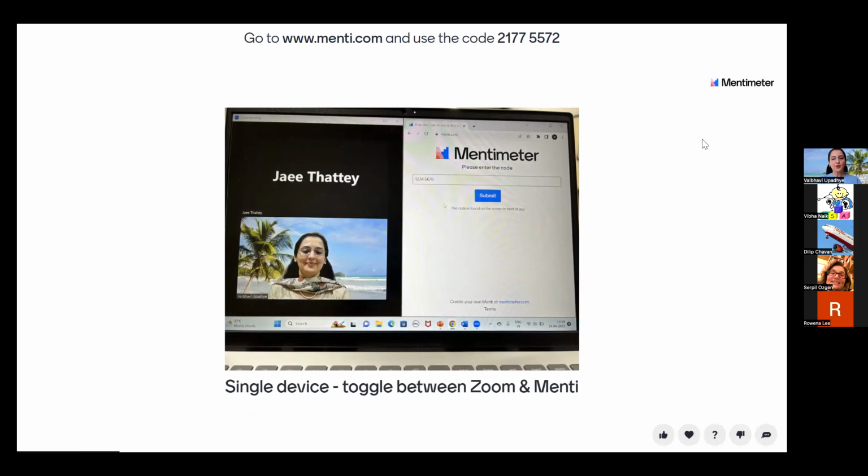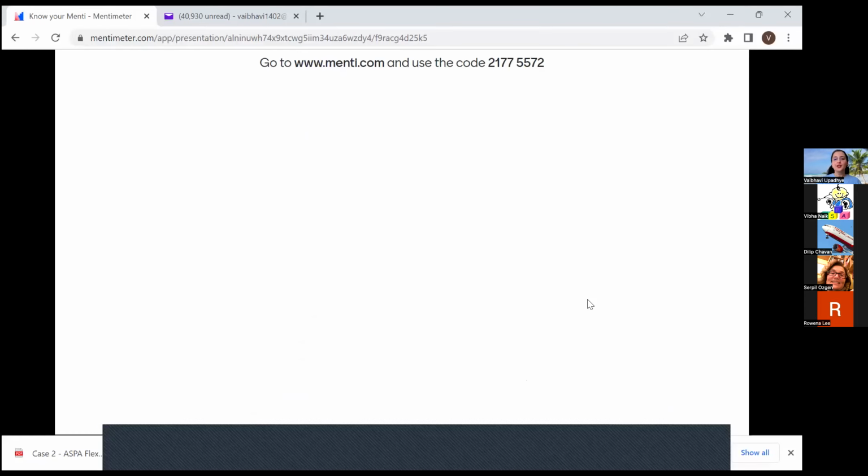there are times when, let's say, you don't have 2 devices. What can you do? It is possible to use a single device as well, where you can toggle between Zoom and Menti. You can toggle between Zoom and the Menti. It is possible to do so. All right, the next one.